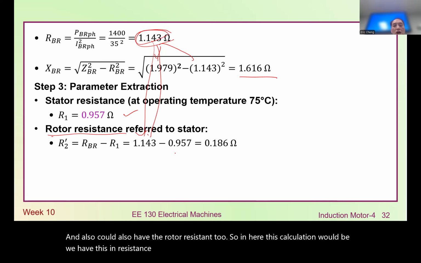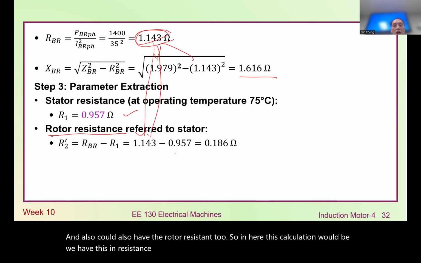For the leakage components x1 and x2, we have the total here. Then we just divide by 2 to get each. I don't know why I put the 5 here. Yeah, that's how we get x1 and x2.